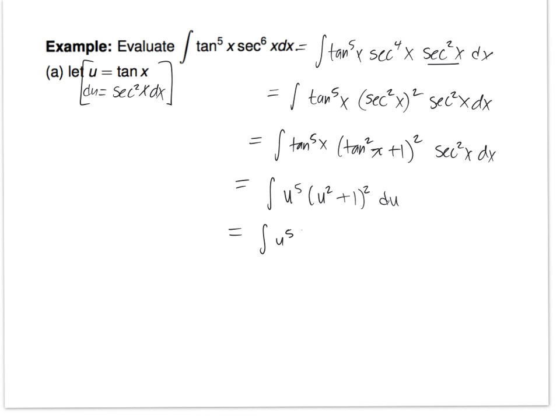So u to the fifth, what does the u squared plus 1 squared expand into? u to the fourth, plus 2u squared plus 1. So I think you just listed it in the opposite order, but same thing, right? And I think you were one step ahead and you had distributed, right? So once you distribute, you get u to the ninth plus 2u to the seventh, plus u to the fifth.